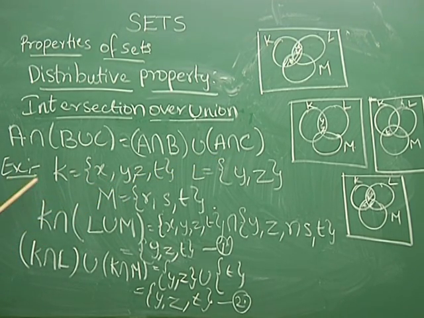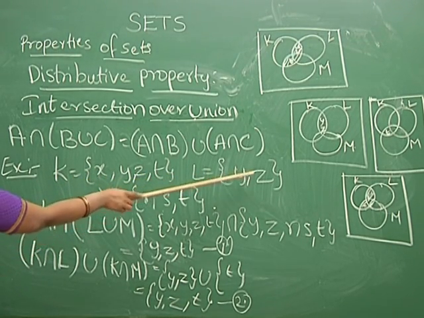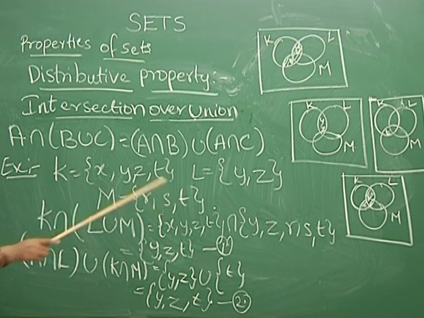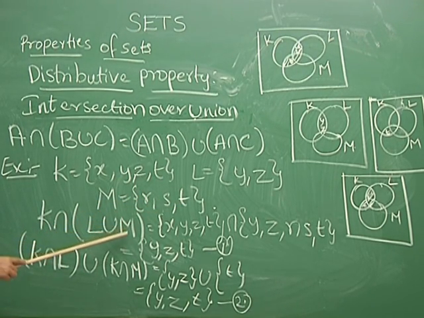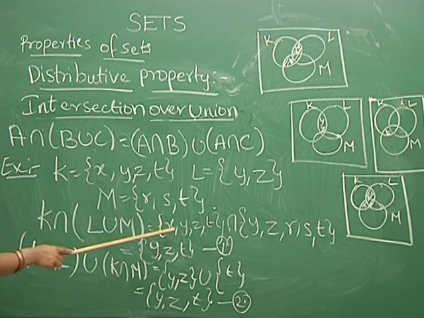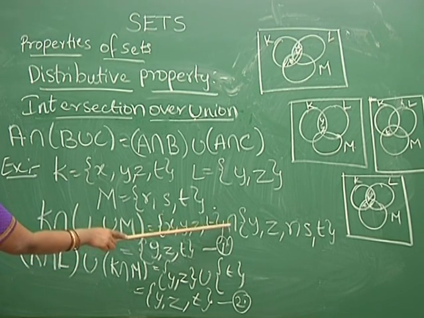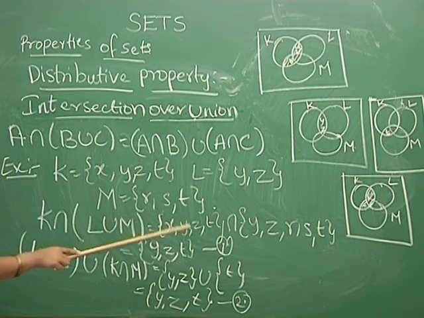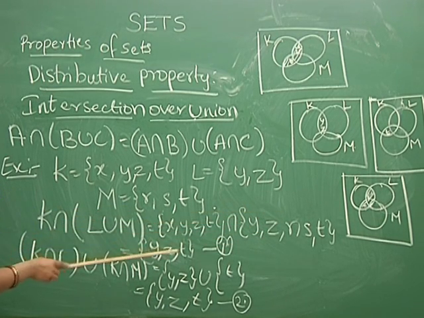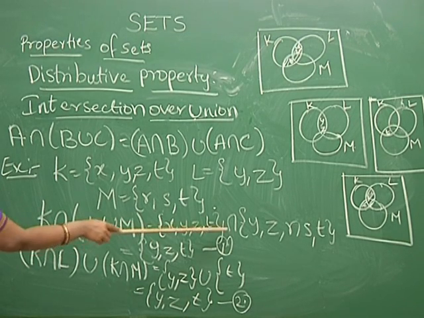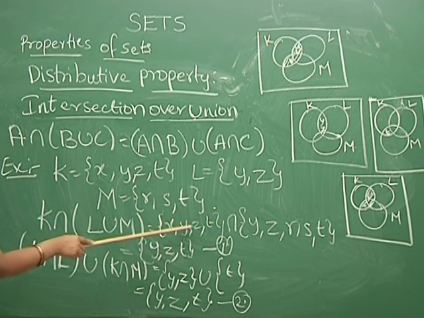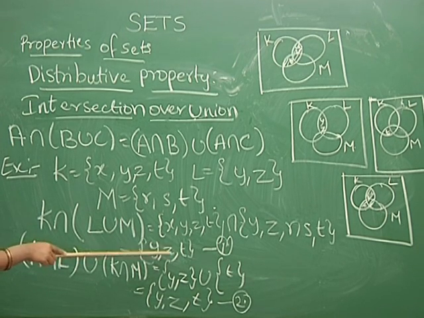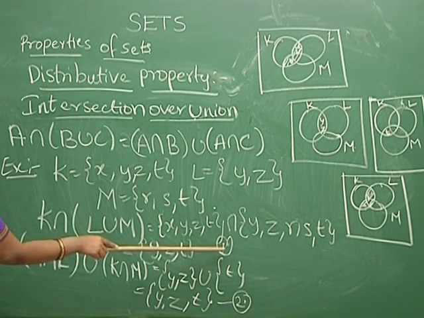Let us take the example K equal to the set of x, y, z, t, L is equal to y and z, M equal to r, s, t. Now K intersection L union M. K set as it is, we will write x, y, z, t intersection L and M. Since union is the symbol, we need to write all the elements: y, z, r, s, t. When we are finally finding the value K intersection this value, intersection is nothing but common. In these two sets, we have the common elements y, z, t. Let it be equation 1.